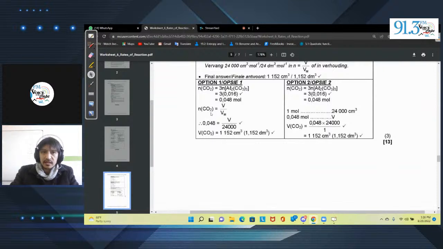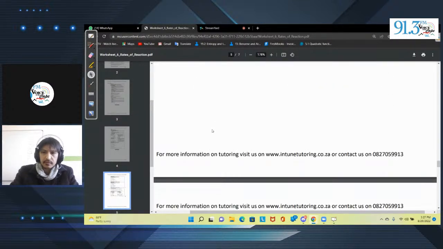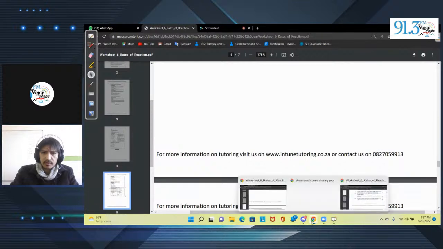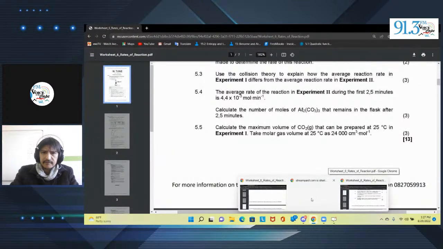So then we say n(CO2) is equal to V over Vm. We substitute our values in, the 0.048 mole that we got from the molar ratio, put that in there. The 24 decimeters cubed can go in over here, right? And then we just multiply and we'll find our answer will be 1,152 decimeters cubed. So fairly simple. Okay. Let's look at the next problem.